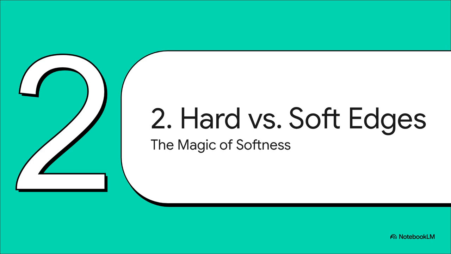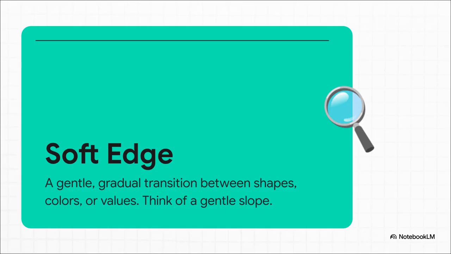Okay, so if hard edges are kind of like the skeleton of your painting, then soft edges, well, that's what gives it flesh and makes it feel real. This, right here, is where the true magic begins. A soft edge is the total opposite of a hard one. It's a blended, gradual transition where it's kind of hard to tell exactly where one color ends and the next one starts. It's that gentle slope, that beautiful smooth fade.